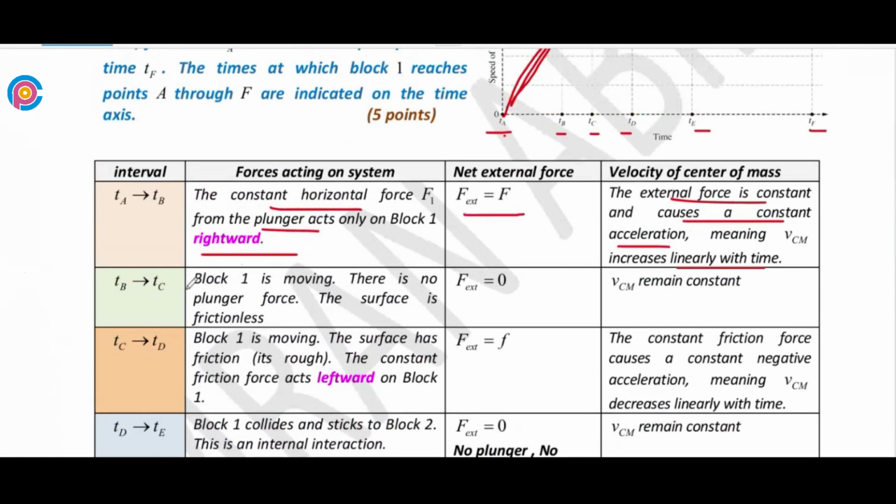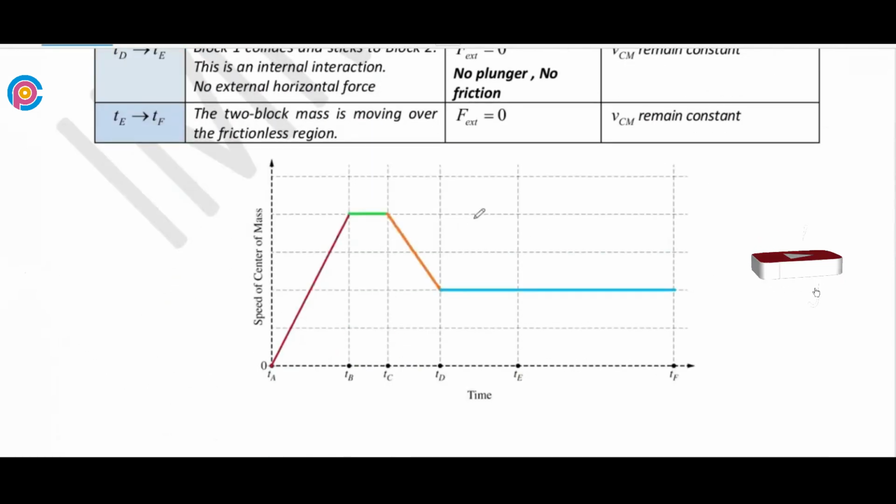Now, from B to C, block 1 is moving and there is no plunger acting on it. The surface is frictionless, which means the external force is 0. When the external force is 0, the acceleration is 0, meaning there is no change in velocity. So the center of mass velocity remains constant. You can see there is a constant velocity of the center of mass.